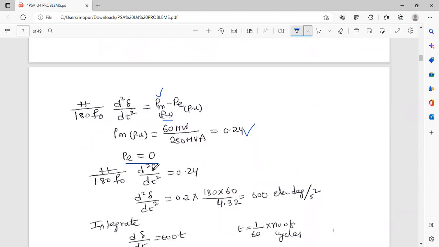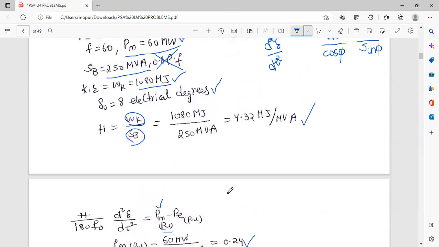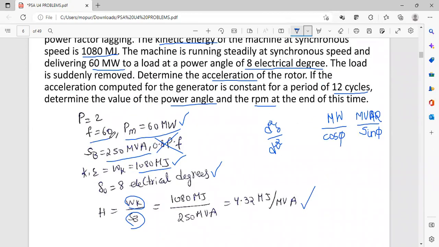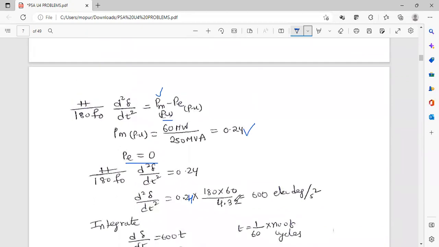H by 180 F naught into d square del by dt square is equals to 0.24. So d square del by dt square is equals to 0.24 into 180 into F naught, the frequency. They had given frequency is 60, so into 60 divided by H. H is 4. As I had explained in the formulas, whenever you are finding the value of del from this swing equation, the del obtained will be in electrical degrees.